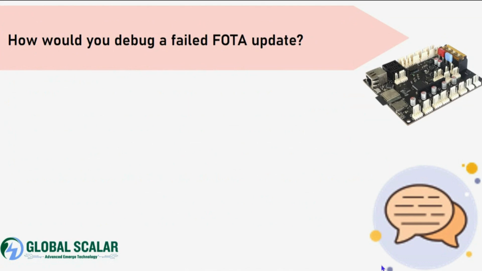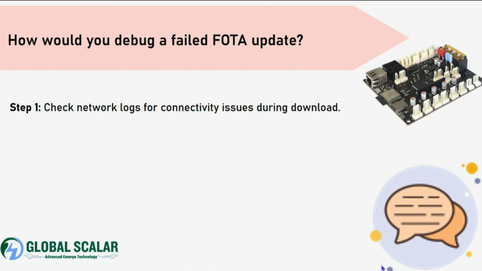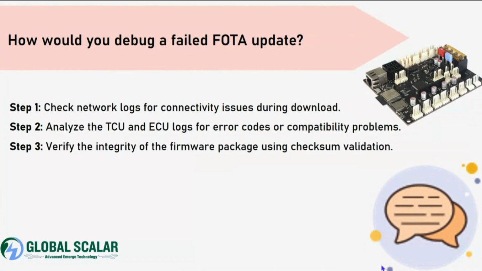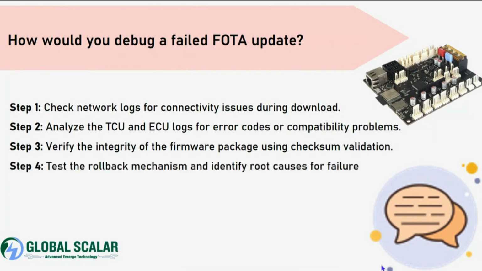How would you debug a failed FOTA update? Step 1: check the network log for connectivity issues during the download. Analyze the respective ECU logs and code, which will have diagnostic codes. With the help of the diagnostic and error codes, we can verify what went wrong. Then verify the firmware package using checksum validation. And if it has failed, use the rollback mechanism and identify the cause of the failure.